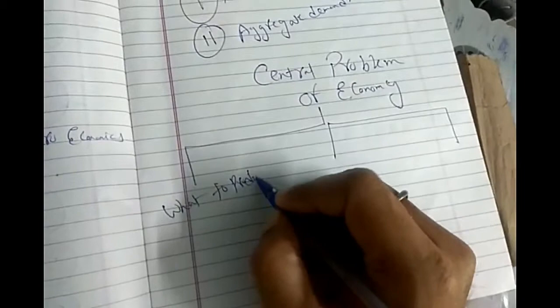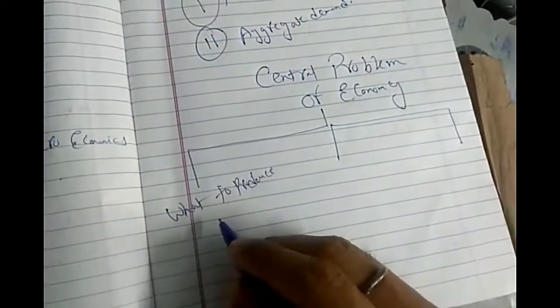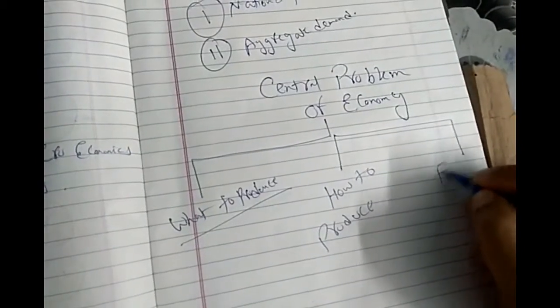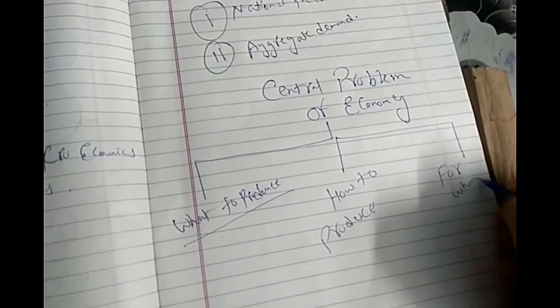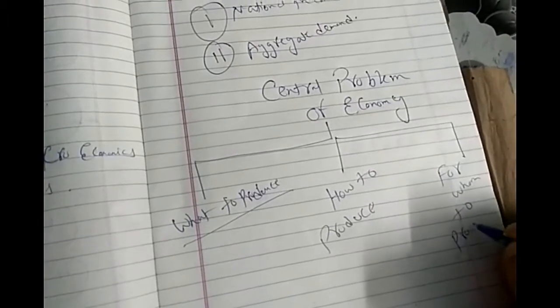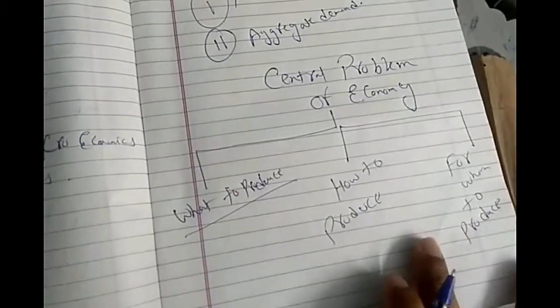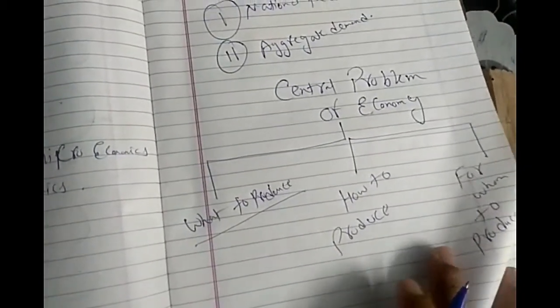what to produce. Firstly, I am telling you what these are, and then I am going to make you understand them individually. What to produce, how to produce, and the third, for whom to produce. Now one by one I am going to make you understand these things.